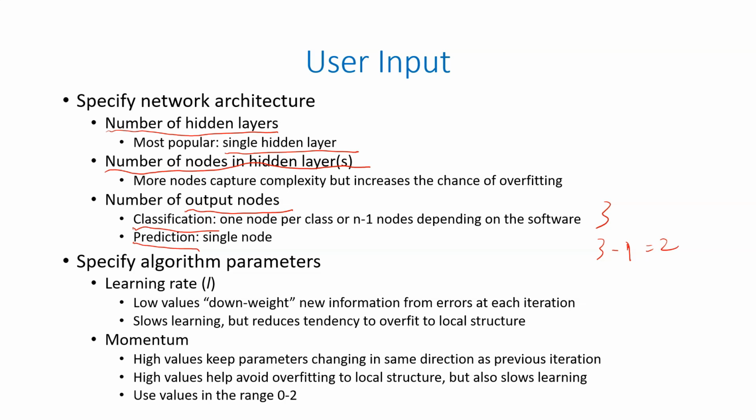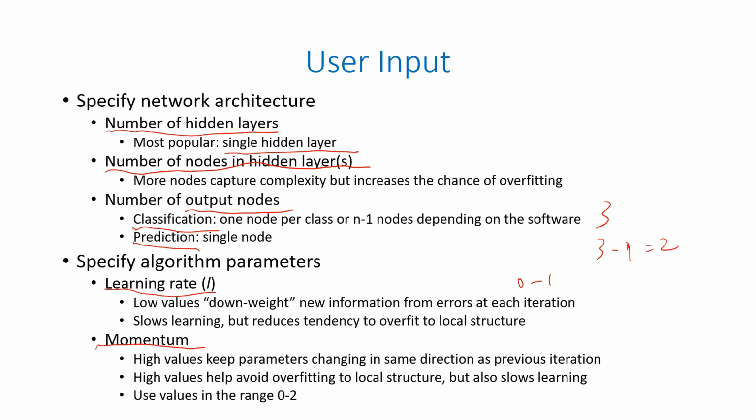Then to control the training process, the analyst needs to provide 2 inputs: the learning rate, L, and the momentum. We discussed the learning rate before. It is used to adjust the weights and the node biases during training to control the speed of learning. And it is a value between 0 and 1, with 0 being the slowest learning rate and 1 being the fastest learning rate.